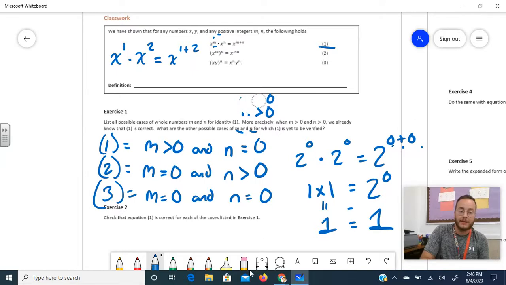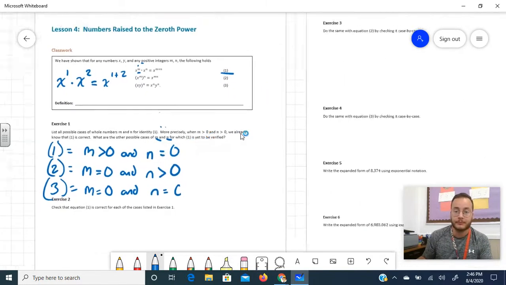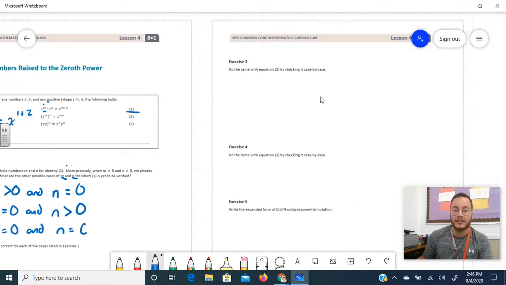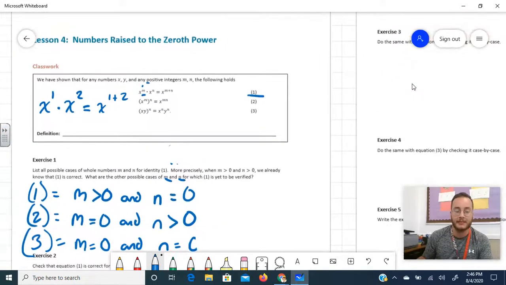And then it said check that exercise 1 is correct for each of these cases. I just did that all for you, so you don't have to do exercise 2. Moving on to exercise 3, do the same with equation 2 by checking it case by case, okay?